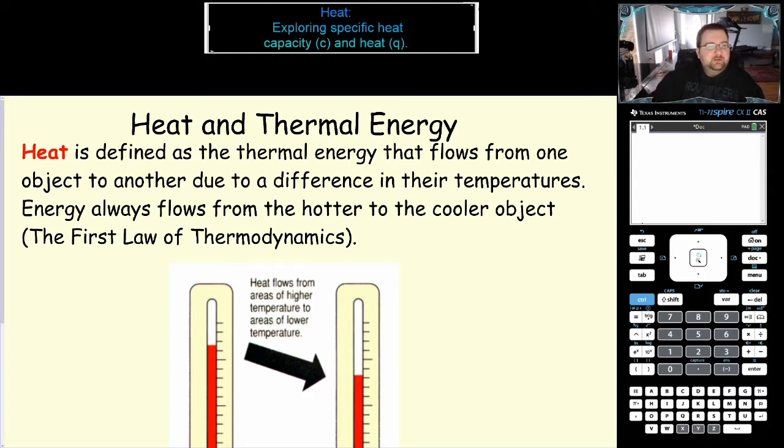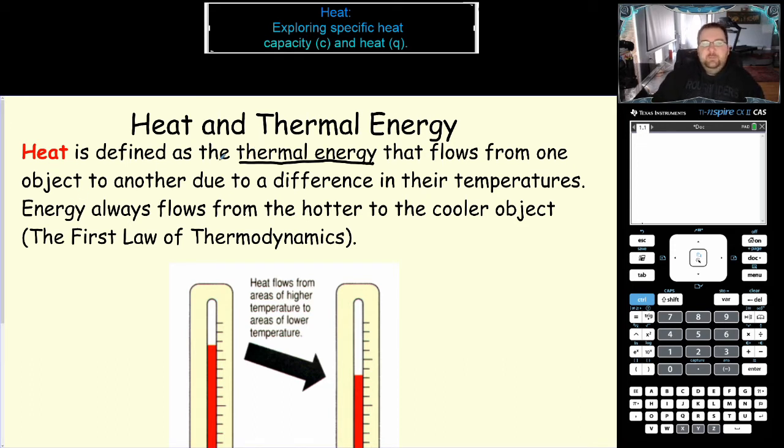Let's get started. So heat is defined as the amount of thermal energy. You're going to hear me interchanging these two words, heat and thermal energy. They're going to be the same thing, okay? When we talk in common English, we usually use the word heat to describe how much thermal energy something has, but in science, we tend to use the words thermal energy.